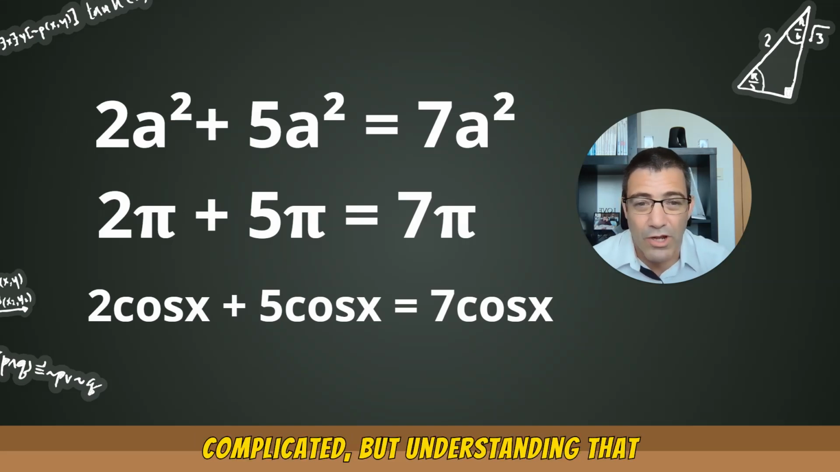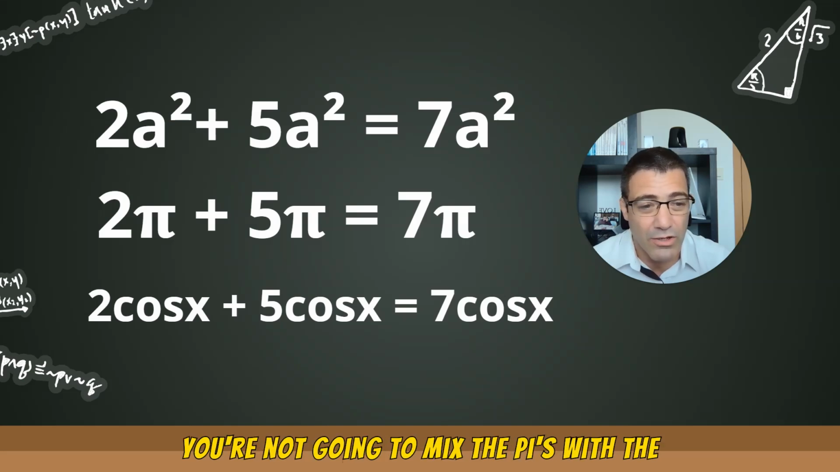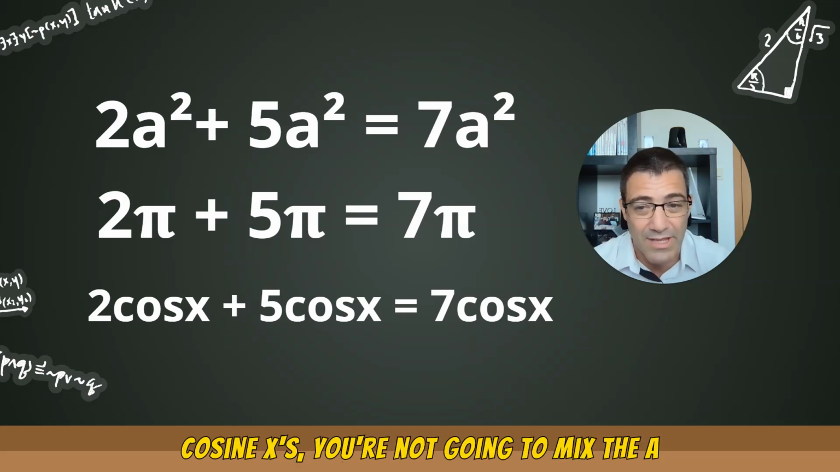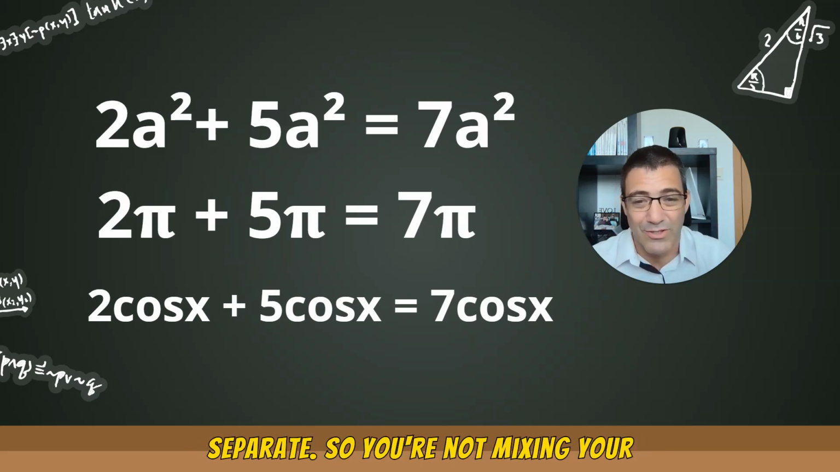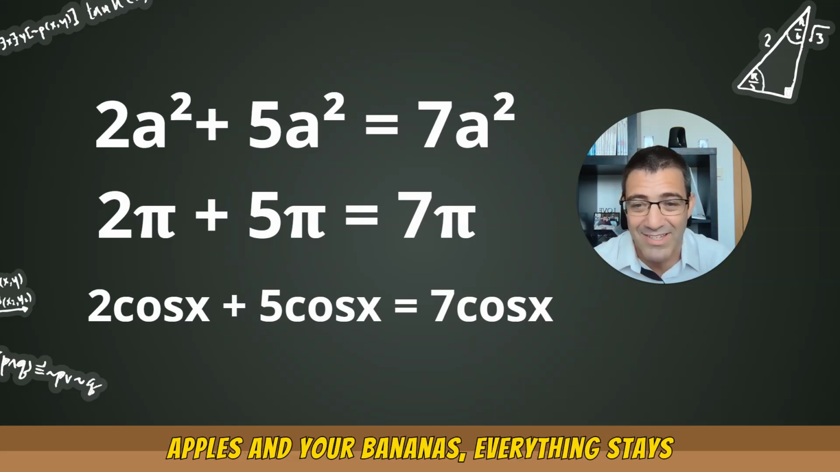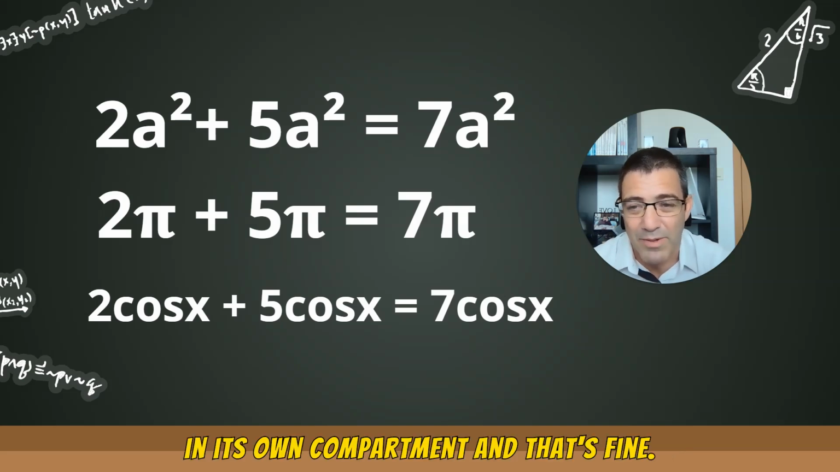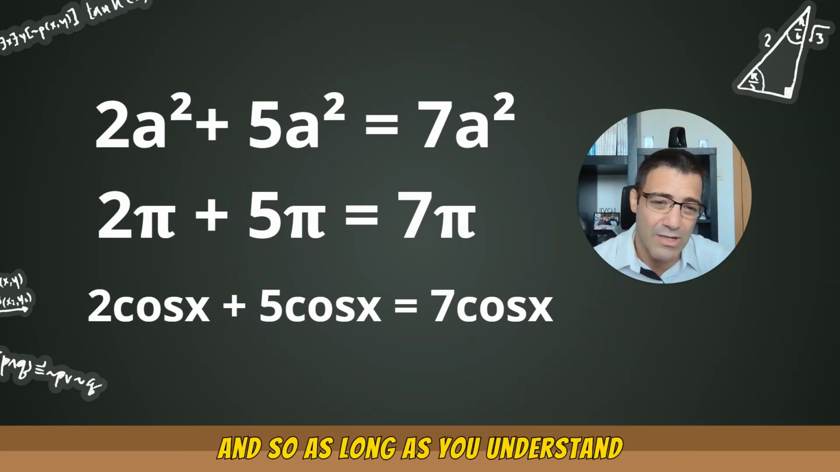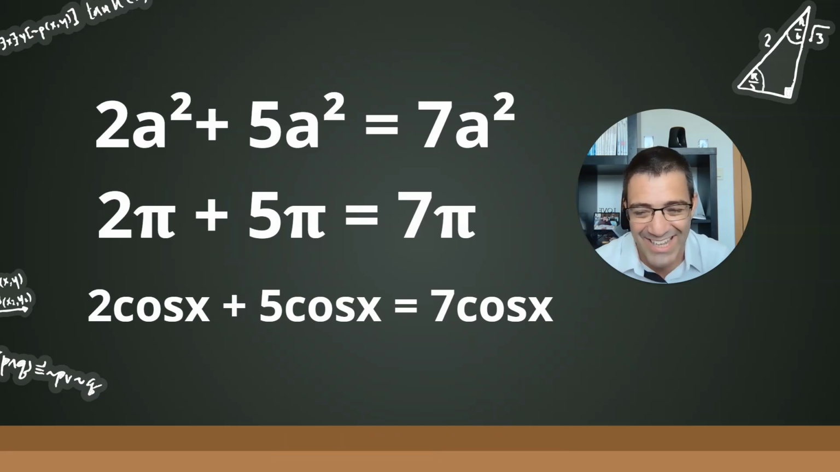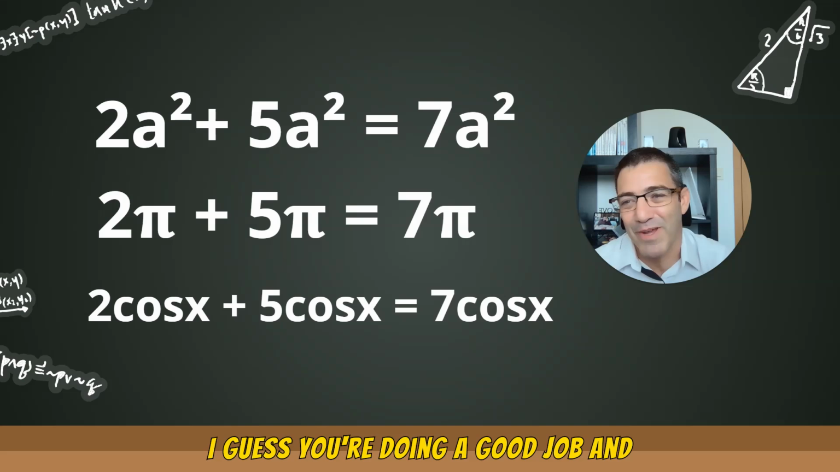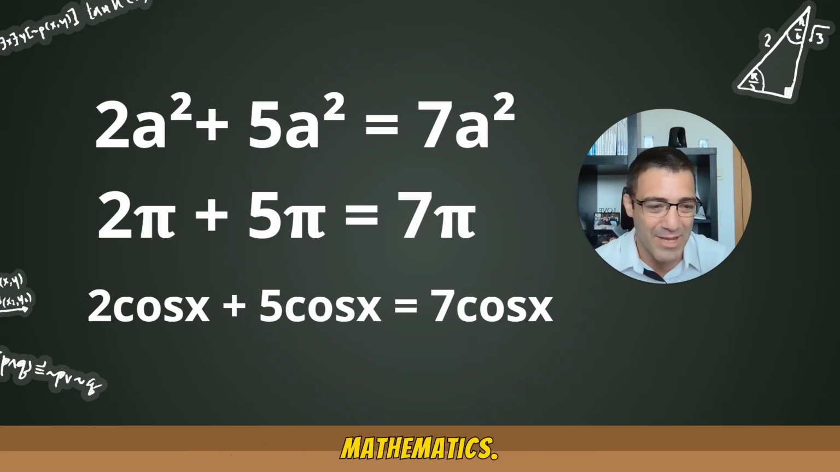None of this is very complicated, but understanding that you're not going to mix the pi's with the cosine x's, you're not going to mix the a squares with the pi's, everything stays separate. So you're not mixing your apples and your bananas, everything stays in its own compartment, and that's fine. And as long as you understand packaging or packeting, then I guess you're doing a good job, and that's going to help you a lot with your mathematics.